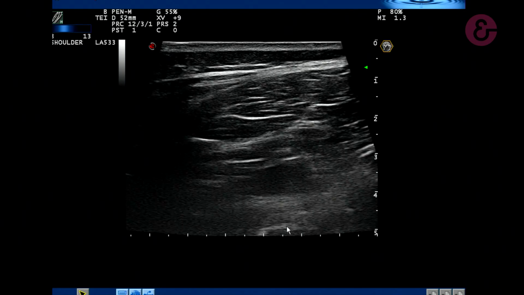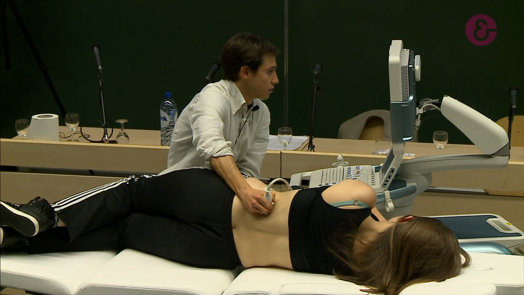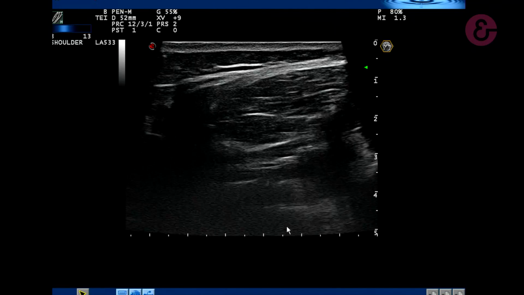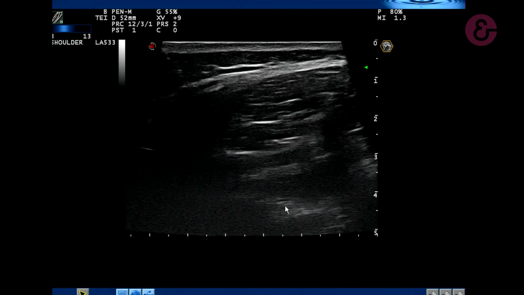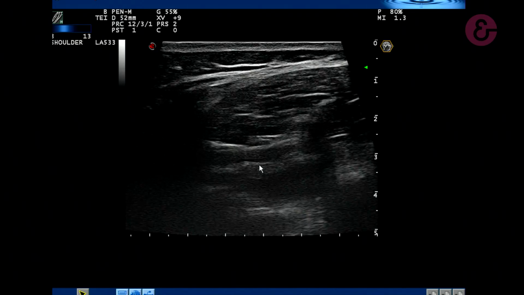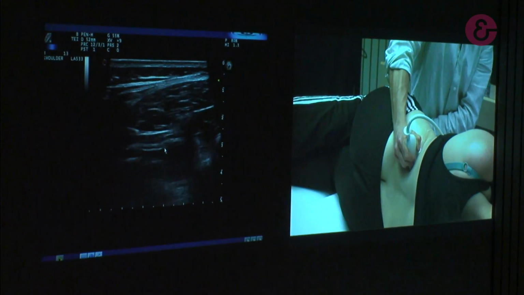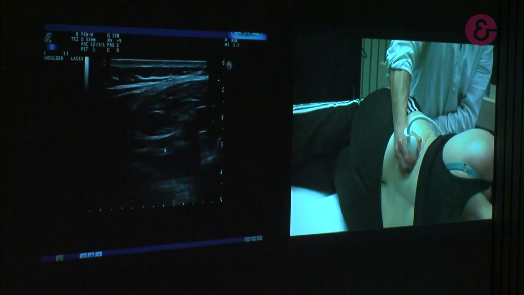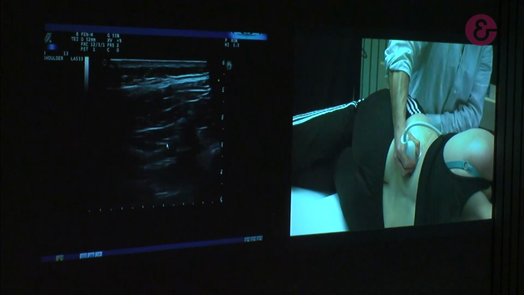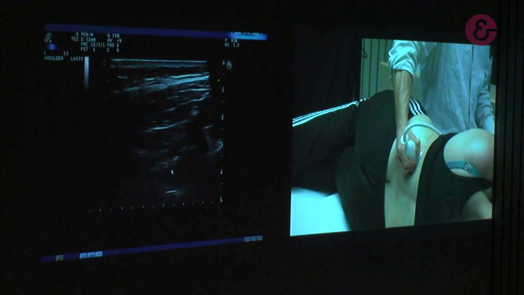So can you just flex your hip and relax. Again, a little bit stronger, and relax. So what I'm doing, I try to see as well as possible the movement of psoas major muscle. Can you perform again? And relax. Again. And relax. Again. And relax. Okay. So here is psoas major muscle.